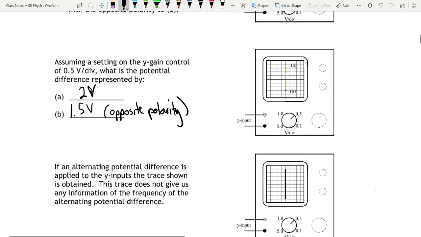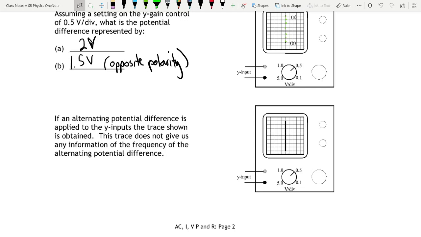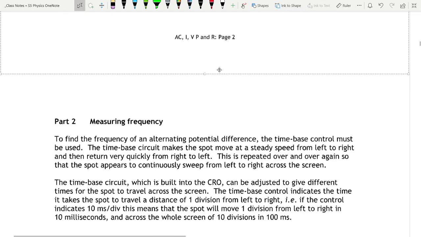If an alternating potential difference is applied to the Y inputs, the trace shown is obtained. The trace does not give us any information of the frequency of the alternating potential difference. Again, it tells us the voltage because you can just work out. If that was 0.5 volts, all you would do is go, right, okay, 0.5, 1, 1.5, 2 volts, and it's the same down because it's AC. So 2 volts. That's what we've done before in National 5.